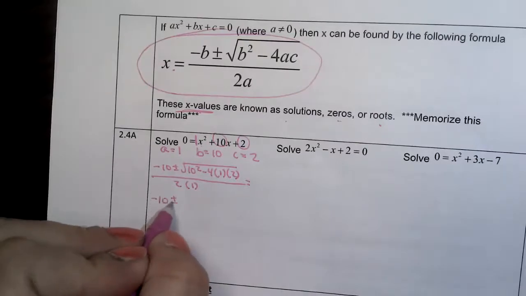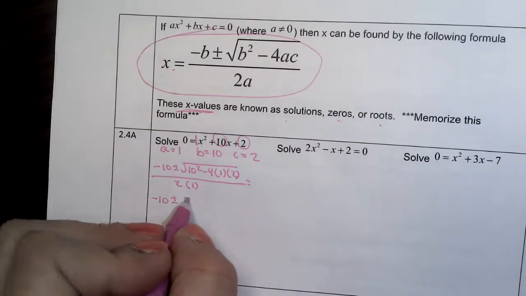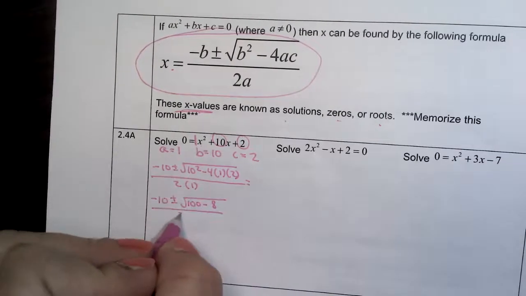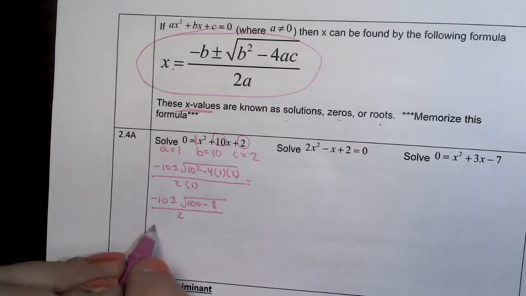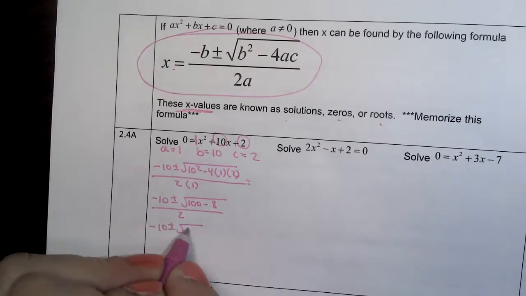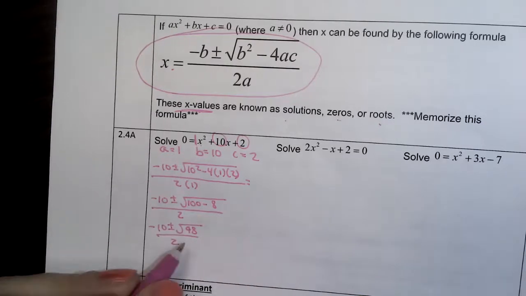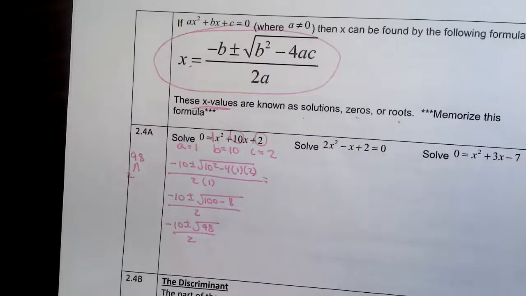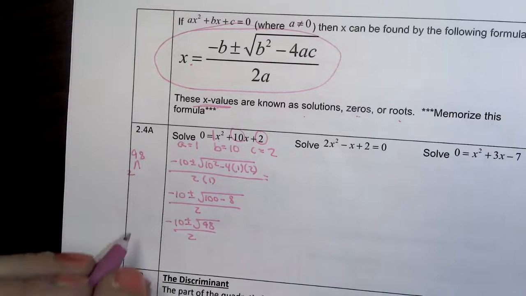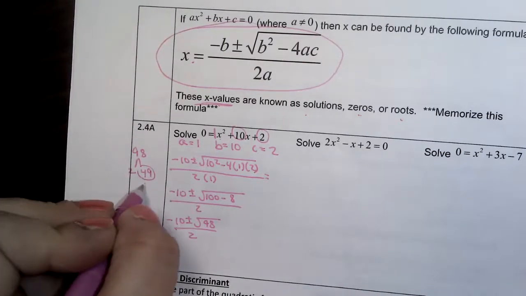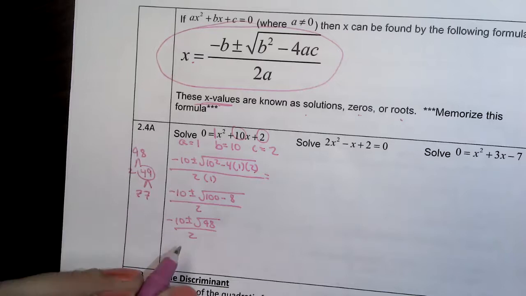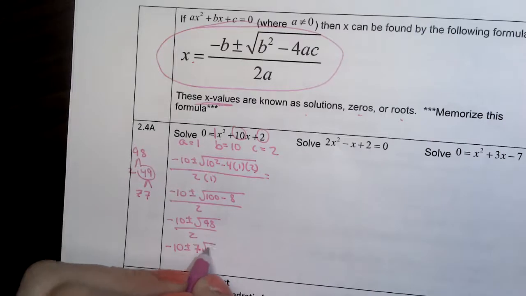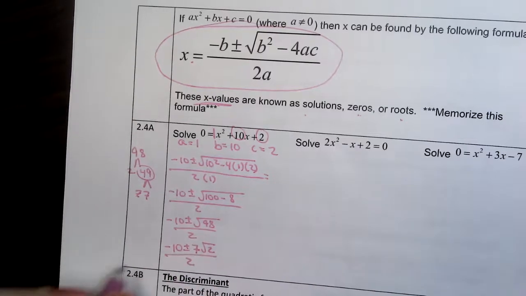So -10 plus or minus, I'm going to work under the radical. 10 squared is 100 minus 4 times 2, which is 8, all over 2. -10 plus or minus the square root of 98, all over 2. All right, the square root of 98. Let's see, 98 divided by 2 is 49. Well, I know the square root of 49 is 7 times 7. Okay, so that's going to be -10 plus or minus 7 square roots of 2 all over 2.